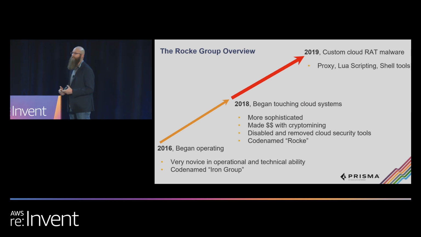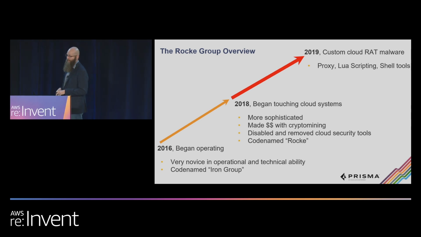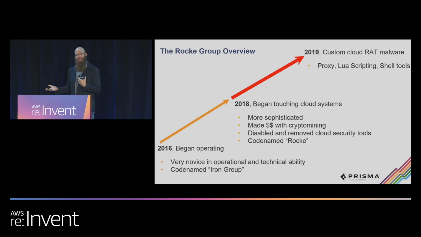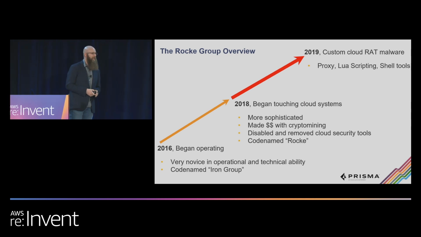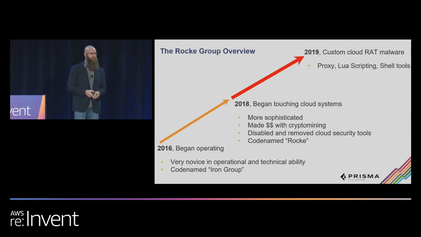The latest tool that they have actually has proxying capabilities, so they can now proxy channels, proxy communications from one cloud environment through other cloud environments to maintain secrecy in their tool set. Another interesting thing about ROC themselves is that they're the first cloud attacking group that we've seen that specifically targets security tools and disables them and removes them from the system so they, again, can maintain access without being detected. So again, having that capability to get into a system, maintain persistence in that system, and then make sure they're not detected is their key tradecraft.